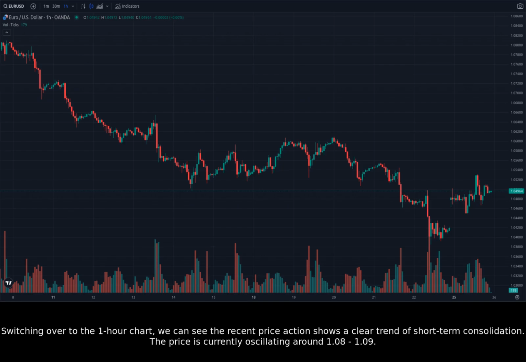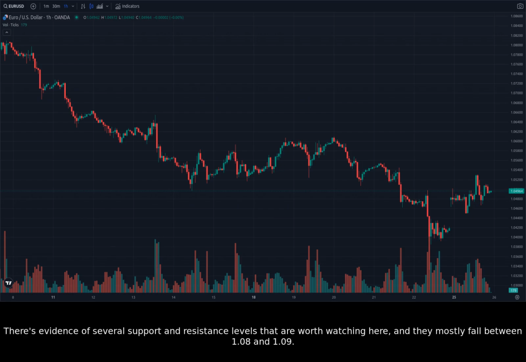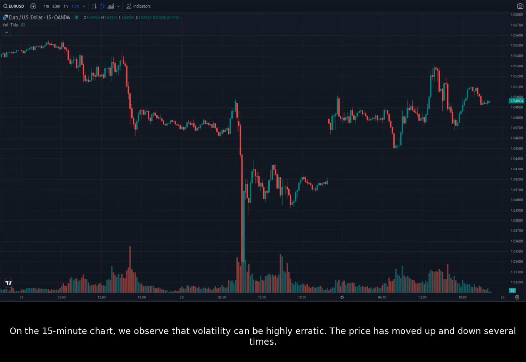Switching over to the 1-hour chart, we can see the recent price action shows a clear trend of short-term consolidation. The price is currently oscillating around 1.08 to 1.09. There's evidence of several support and resistance levels that are worth watching here, and they mostly fall between 1.08 and 1.09.